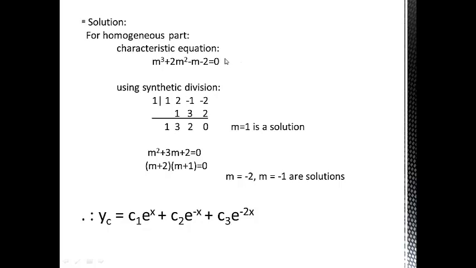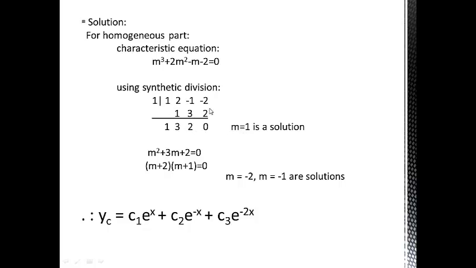We set the equation first to 0 and then get the characteristic equation, which is m cubed plus 2m squared minus m minus 2 is equal to 0. To find the solution of this equation, we first use the process of synthetic division to find one of the roots. So we do the following process, and then we find that 1 is a solution.